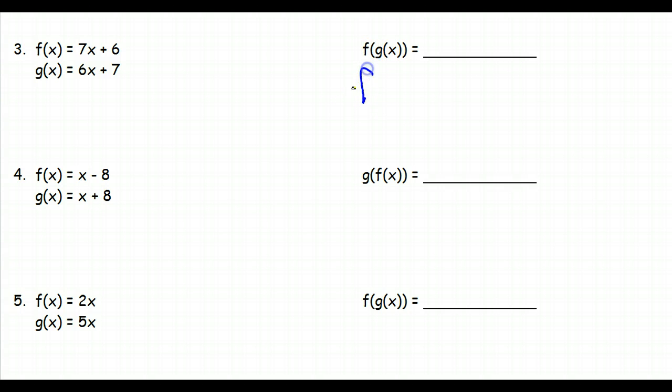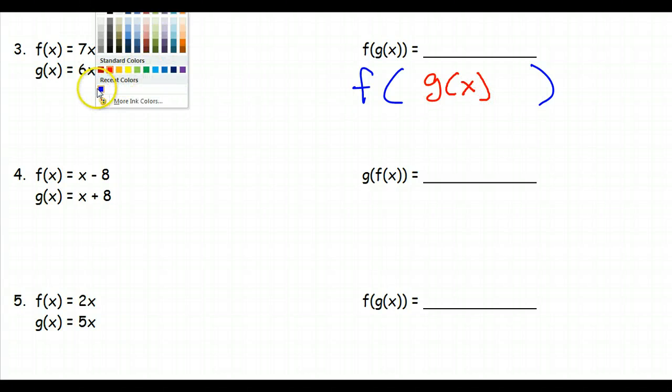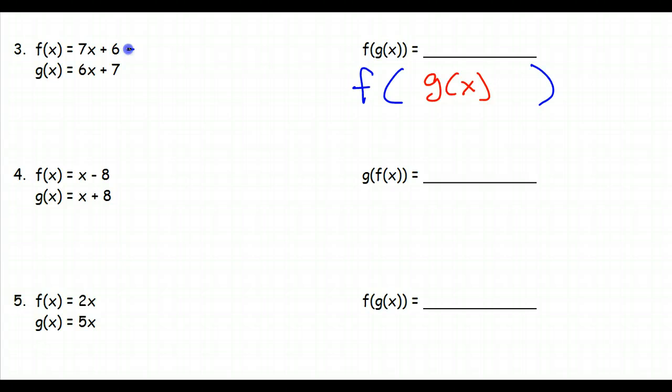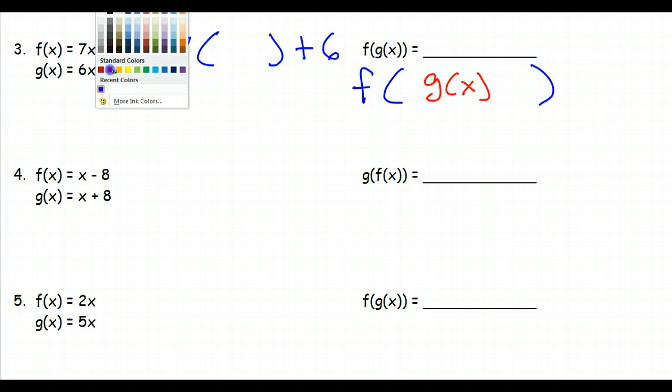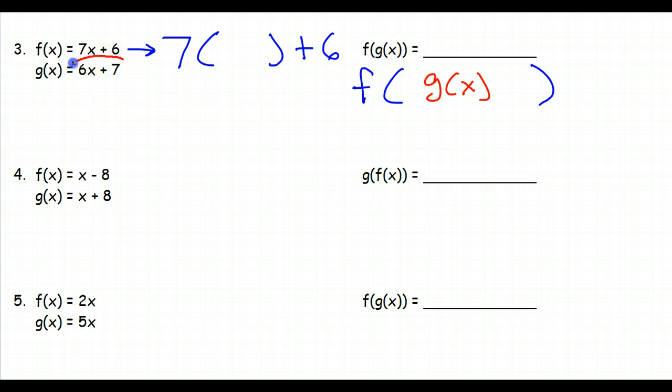So function f will be on the outside, and then function g will be on the inside. There's how I will color coordinate. So first function f. Function f is 7x plus 6. Put parentheses instead of the x. No x so far. The only x is going to come from the function that I substitute in.